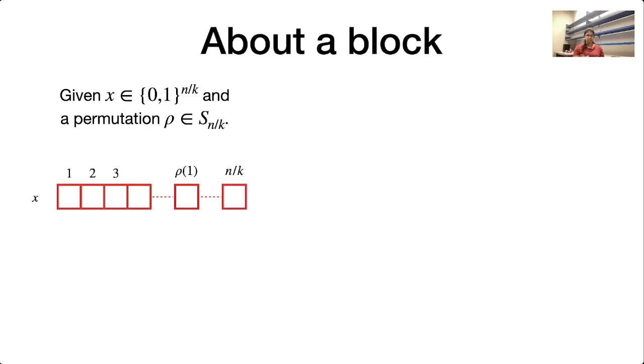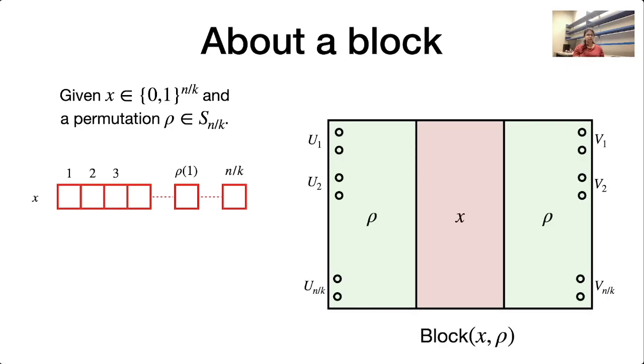Let's look at some properties of this block. We have this string x, and this block is also going to have groups on the left and right, u1, u2 and so on till un over k on the left, v1, v2 and so on till vn over k on the right. The paths between these left and right groups is again going to encode another string for us. So what is this string?